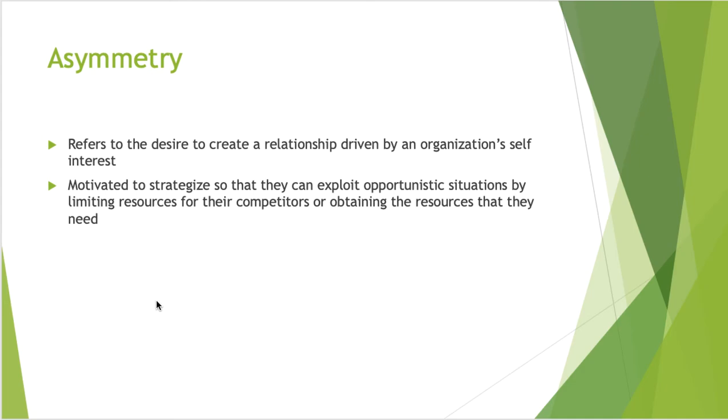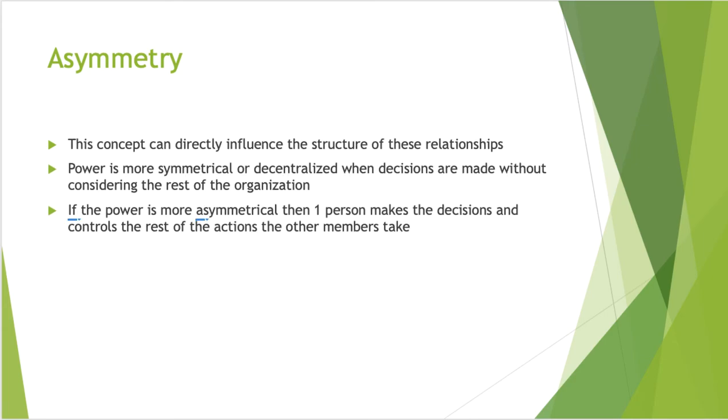Asymmetry refers to the desire to create a relationship when the motivation for driving this relationship is self-interest. So like selfishness, that's why they're going for it. They are motivated to strategize so that they can exploit opportunistic situations by limiting resources for other people to get to, so limiting resources for their competitors, or to obtain resources that they need before somebody else does. So that's kind of what asymmetry means here.